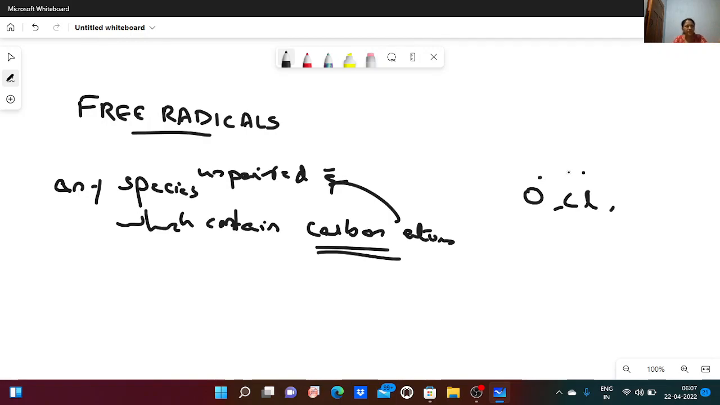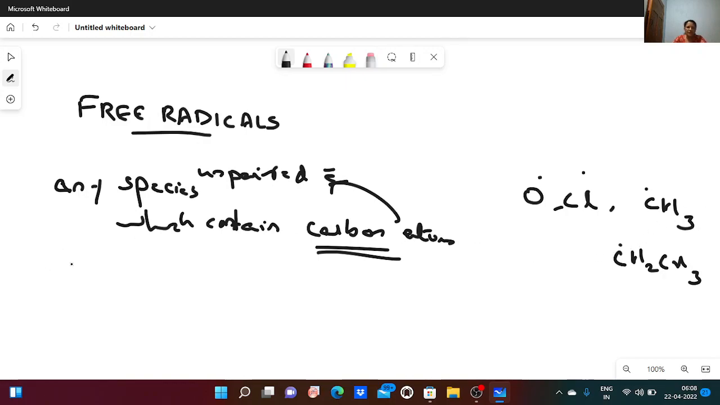So it is not particularly limited to the carbon atom. Any other organic or inorganic atom which contains an unpaired electron, we can call it a free radical. So that is the definition. We have examples like C dot, or CH3 dot. Similar to carbocations and carbanions, we have ethyl and methyl free radicals.